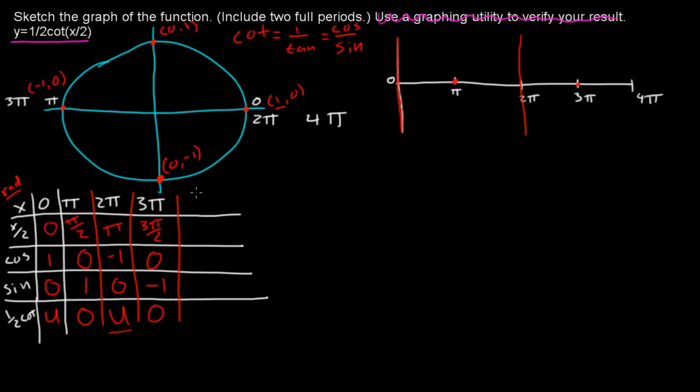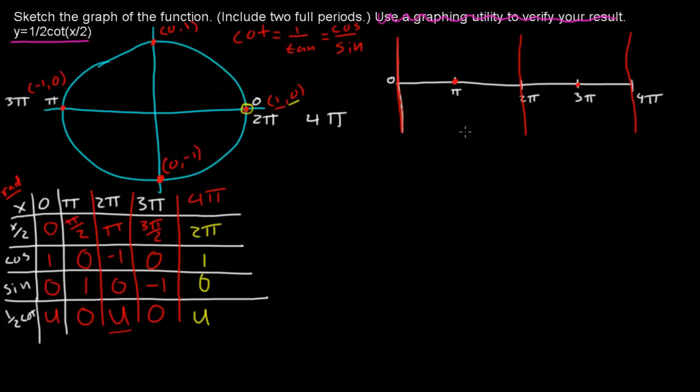Let's go ahead and do 4 pi really quick. So 4 pi, we go back around, we're going to get the exact same values as 0, so we're going to be over here again. So that's going to be 4 pi divided by 2, which will give us 2 pi. Cosine of 2 pi is 1, sine of 2 pi is 0, and we're going to get 1 divided by 0, or undefined. So we're going to have another asymptote.